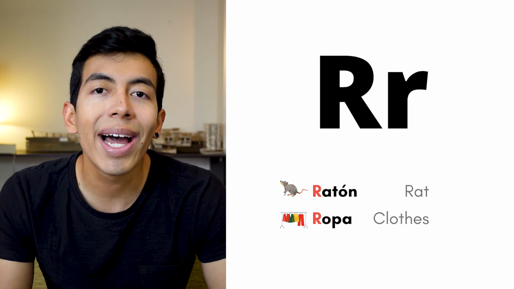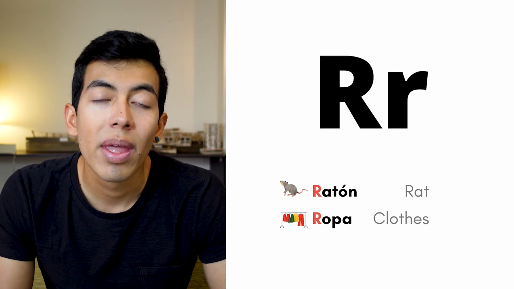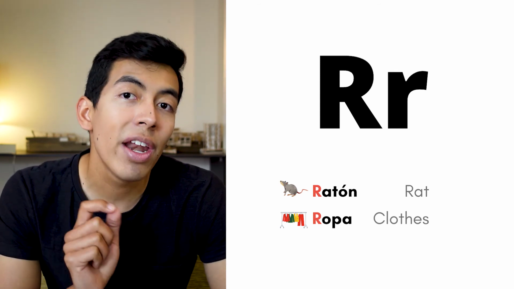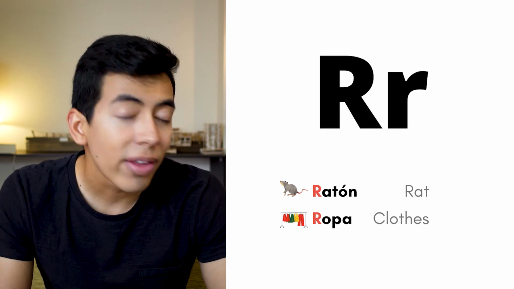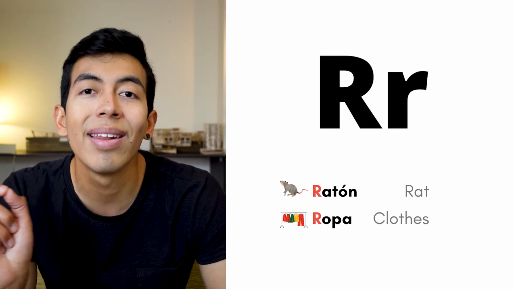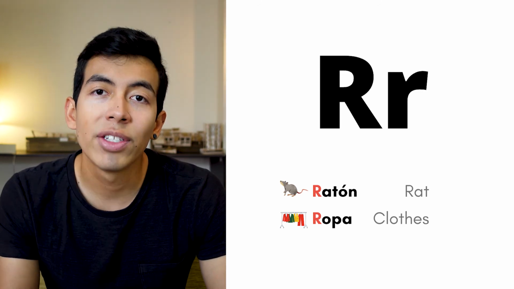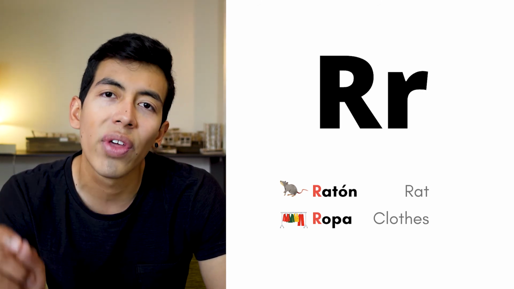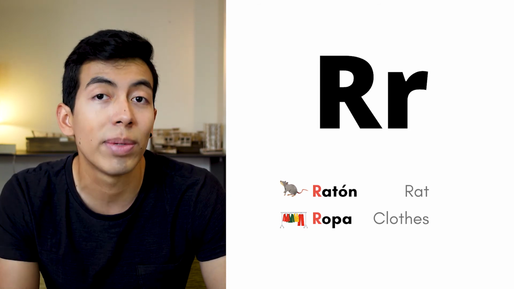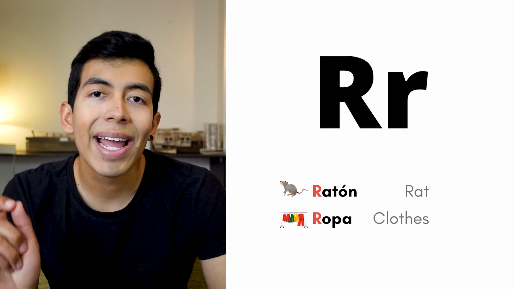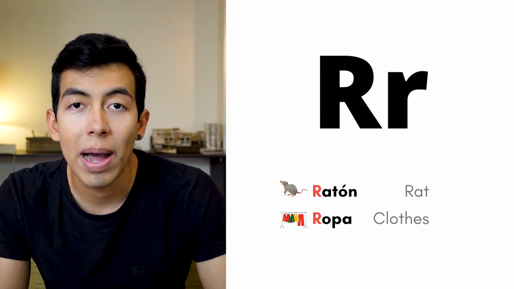Then we have la letra R. This is pronounced like ra. But when this letter is at the beginning of a word, for example, ratón, this is the nightmare for non-native speakers because it's drrr, ratón. But don't worry, I have a video talking about how to pronounce this drrr sound, the letter R in Spanish. So I'll leave the link in the description. Go and check it out. Anyways, la letra R as in ratón, ropa.